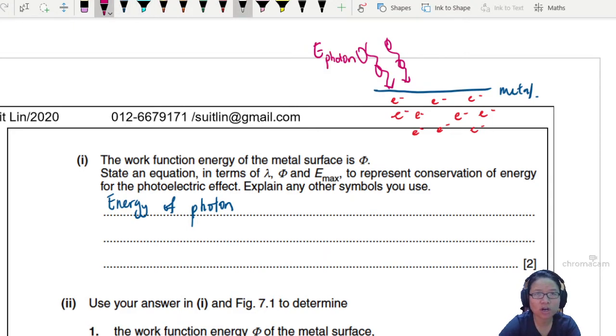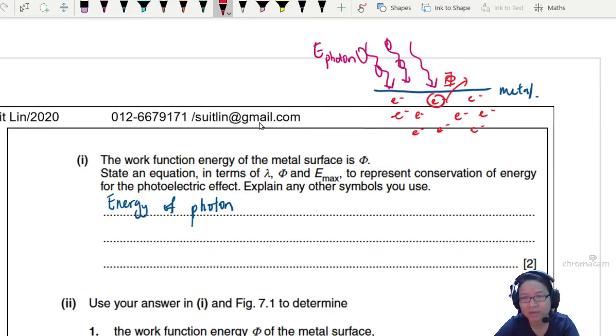And then the electron will be ejected out. Let's say you are shooting this electron, and there's another. The electron will be ejected out, and the energy needed for the ejection is the work function. Once the electron is outside, it will have its kinetic energy.